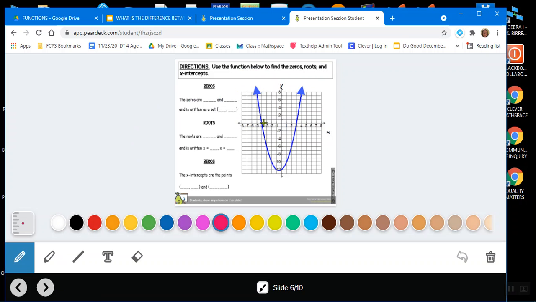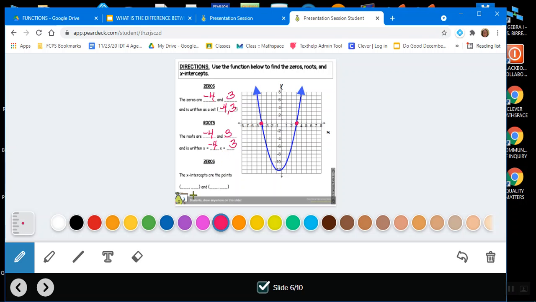Okay, so what we're going to do is plot a point right here. And these are what we call the zeros because it's where it's crossing the x-axis. So our first zero is -4, and the second one is 3. As a set, it's -4 and 3. The roots are -4 and 3. It's where it crosses the x-axis, and it can be written as x equals -4, x equals 3.